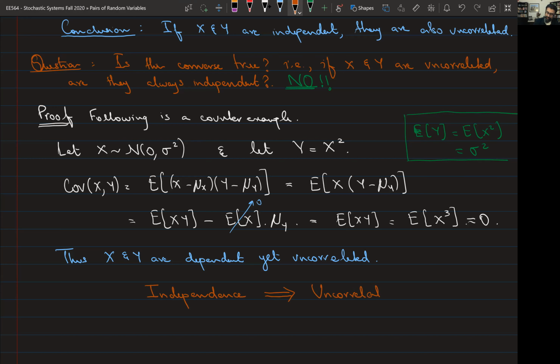Correlatedness, even if that's a word, but not the other way around. I mean, here this thing is not there, right? So there's only a one-way implication, right? Not a two-way implication, right? So independence implies uncorrelatedness, but uncorrelatedness does not necessarily imply independence. Okay?